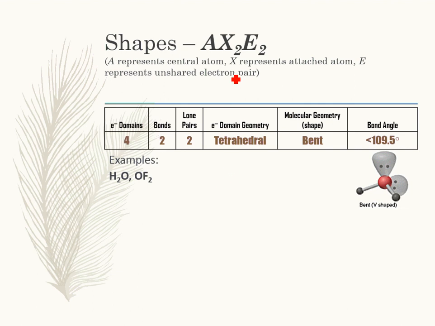The next example, we have AX2E2. This is our water drawing, 2 pairs of electrons. We'll do oxygen difluoride for fun since it's something different. We have 20 electrons to draw here. We've drawn 4, 6, 8, 10, 12, 14, 16, with 4 left over to the central atom.